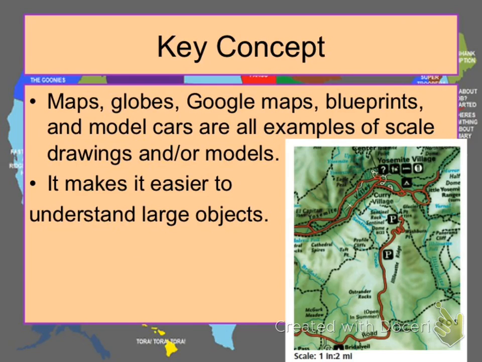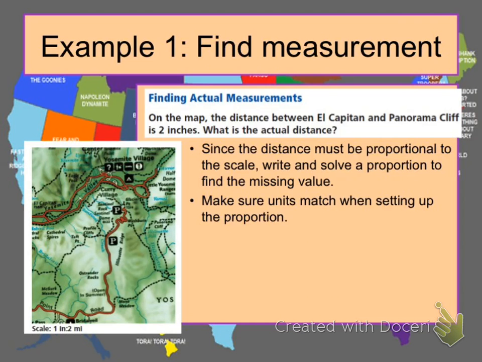Maps, globes, Google Maps, blueprints, and model cars are all examples of scale drawings or models, and it makes it easier to understand the larger objects. So I know that in geography you guys have had experience of using map scale. Today we're going to use a proportion to calculate some of those types of problems.